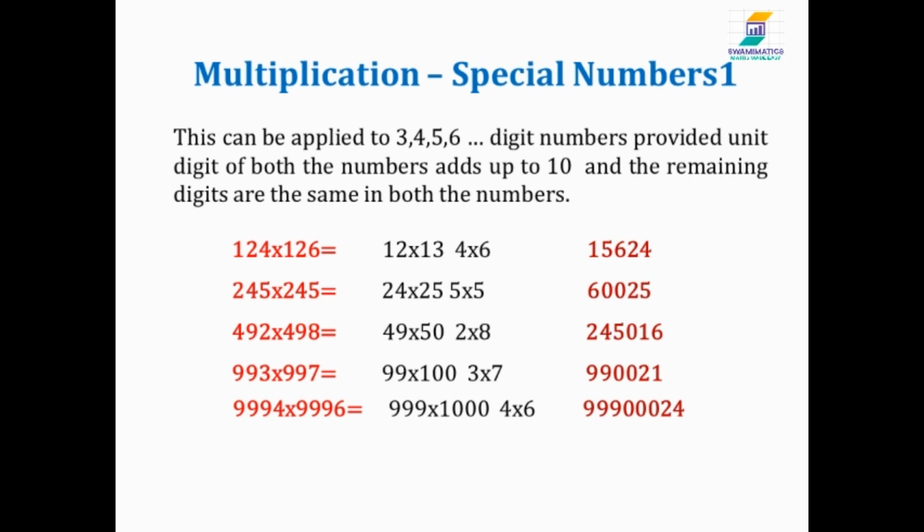That means you are able to get in a single line the answers for the multiplication of even four-digit, five-digit, six-digit numbers, etc. So far we have seen numbers where the tens digits are very easy to multiply in the mind. But suppose the tens digits are not easy to multiply in the mind, what do we do? Let us look at some more examples.